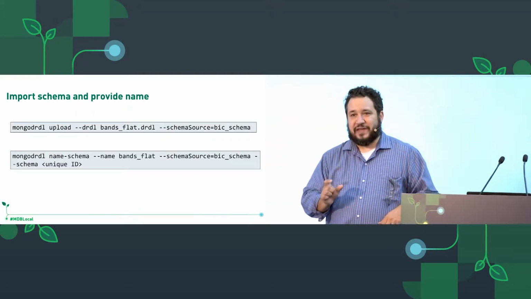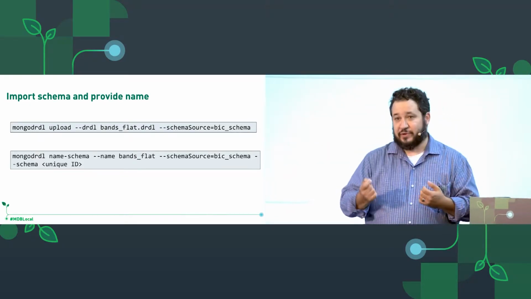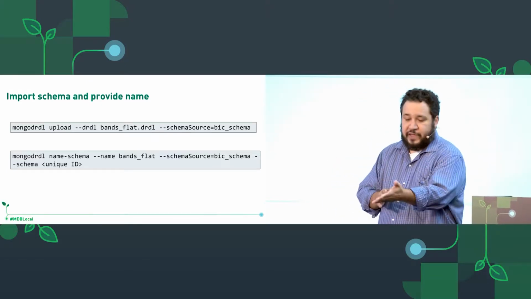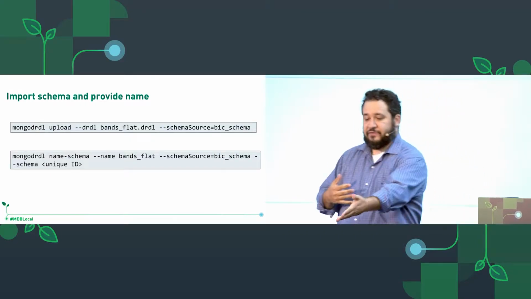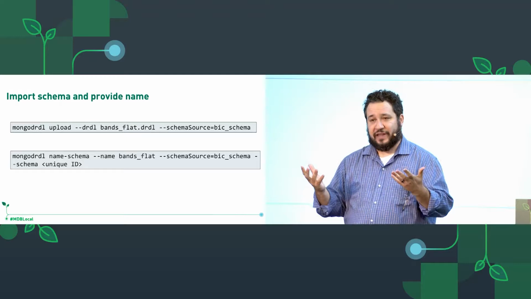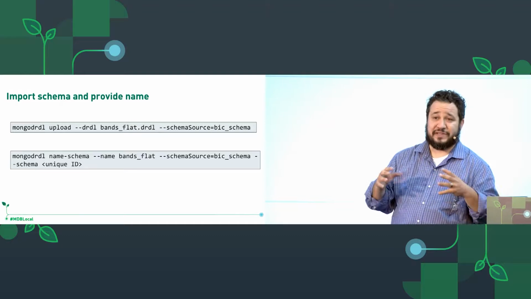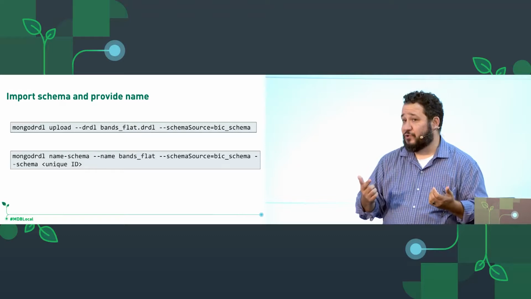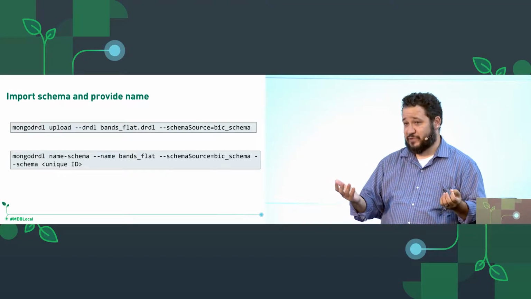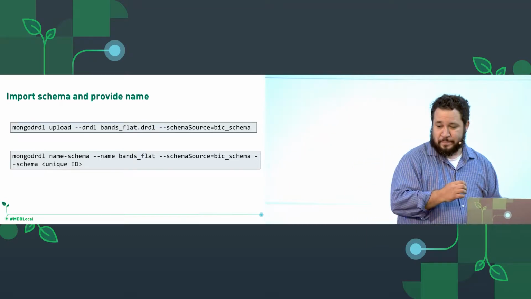Once we're happy with that schema, once we know that that's what we want, we need to get that into MongoDB. We need to upload it, import it into MongoDB. This is the command you would use to do that. In this example, I have named bands_flat as my edited schema, my Dreidel file. And then I identify a schema source, which is the namespace in MongoDB where that schema will be stored. As I mentioned before, you can generate as many different schemas as you would like, and then when you launch the BI connector, you can pick whichever schema fits the use case that you're launching it for.